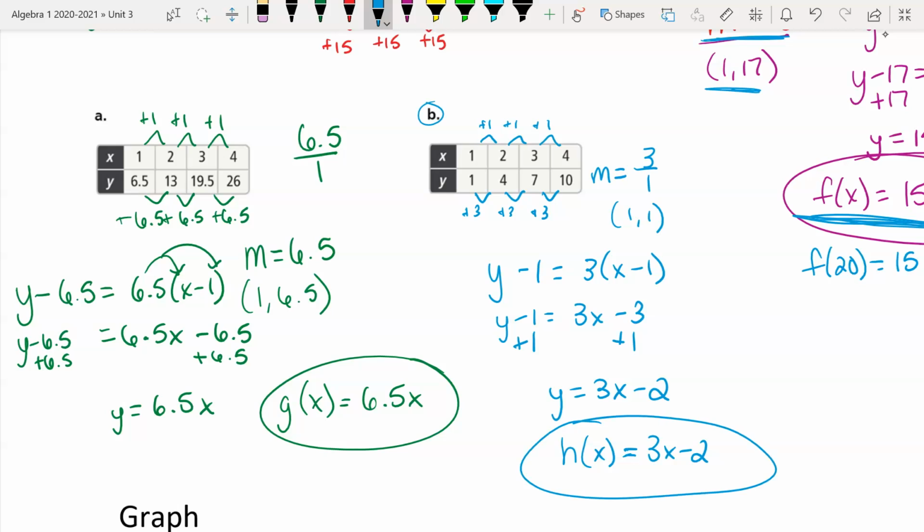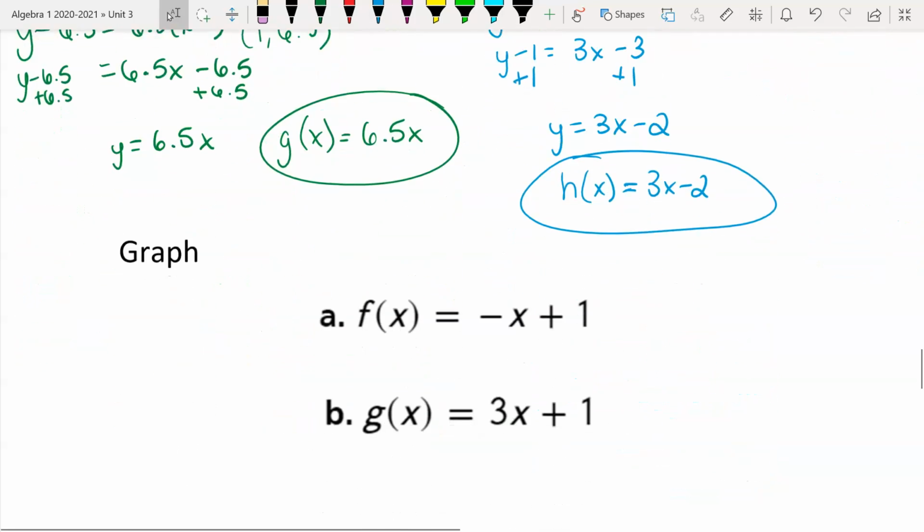So here's all my work. Hopefully you got h of x equals 3x minus 2. I found out my slope was 3, and I used the point (1, 1). I plugged it into point-slope form, and then I made it into slope-intercept form, and I solved.